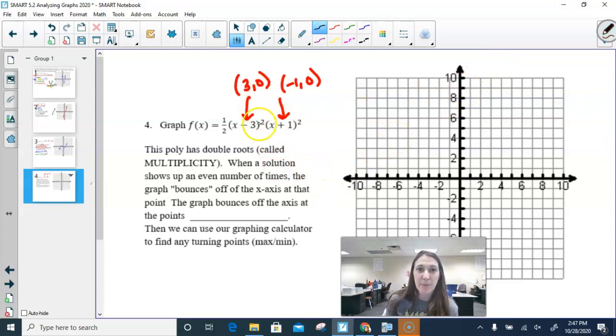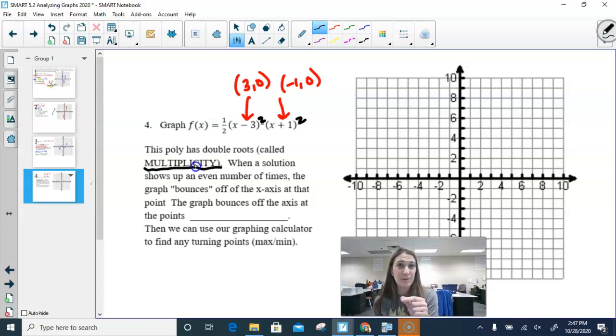Because we had exponents on the factors, an exponent of 2 and an exponent of 2, this polynomial has what we call double roots. This is known as multiplicity. When one of your factors shows up more than once, they typically indicate it with exponents. So this means x minus 3 and x minus 3 would be twice, right? And this means x plus 1 would be twice.